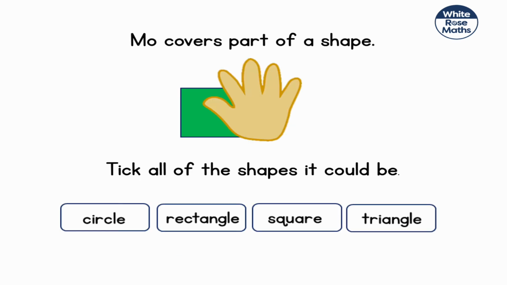Mo covers part of a shape. Tick all of the shapes it could be. So I'm saying it could be a square. It could also be a rectangle. It can't be a circle because it's got some edges there, and a circle doesn't have any edges. A circle is just one complete round point, and I can't see a triangle here. So I've ticked rectangle and square.